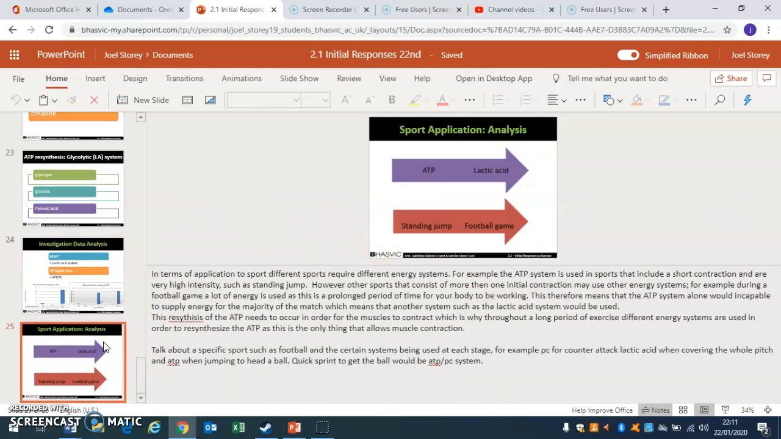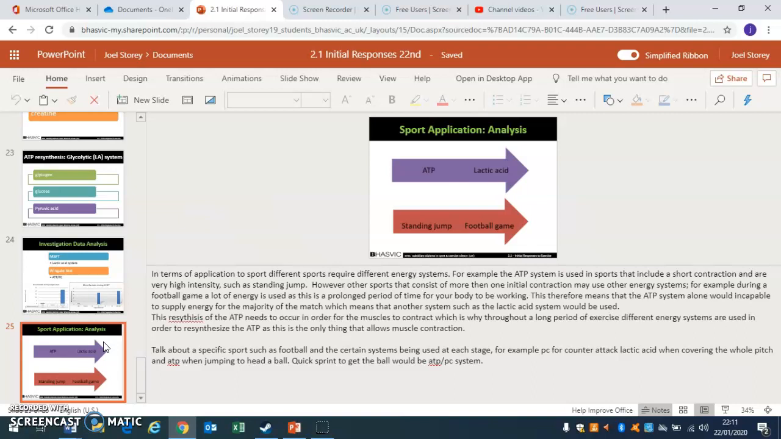Sport application analysis. In terms of the application of sport, many sports will require these different energy systems. For example, the ATP system is used in sports that include short contraction and very high intensity, such as a standing jump. However, other sports that consist of more prolonged contraction may use other systems.